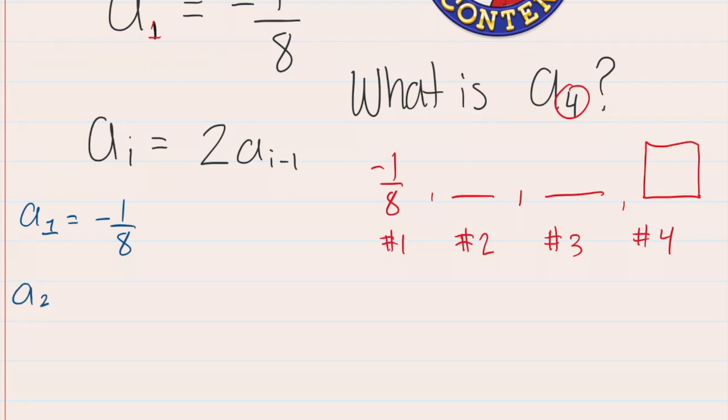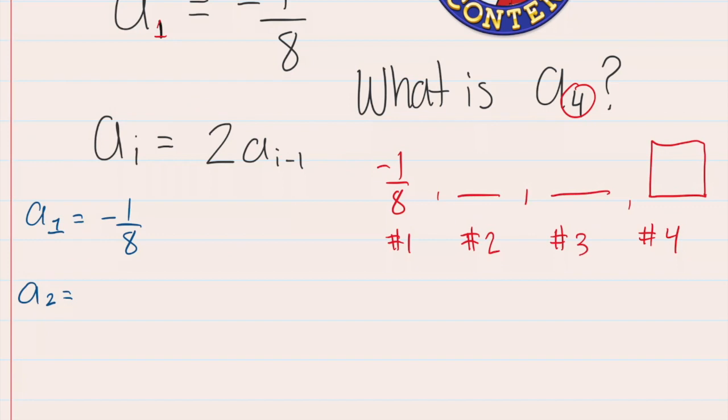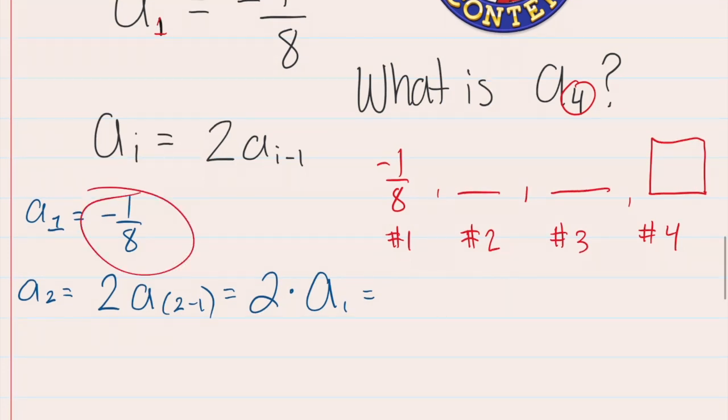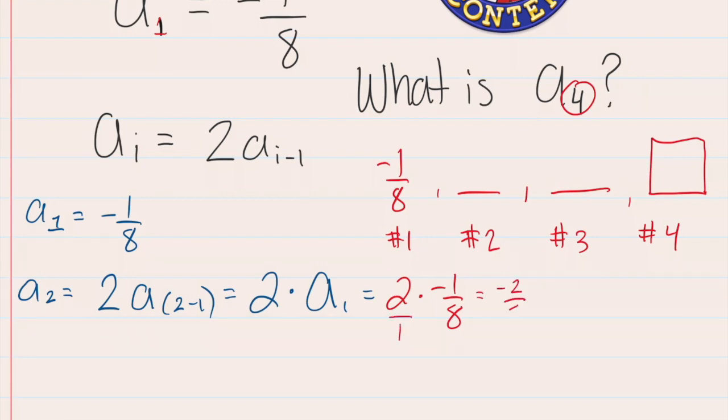When we go to our next term, a of 2, all we're going to do is for every i we see, we're going to plug in a 2. So look at the formula they gave you. The formula says it's 2a parentheses i minus 1, but the i in this case is the 2. Parentheses 2 minus 1. So that gives us 2 times a of, what's 2 minus 1? It's just 1. And we already know what a of 1 is, right? It's negative 1/8. So what's 2 times negative 1/8? That's negative 2 over 8, which is just negative 1/4. So that's our second term, negative 1/4.